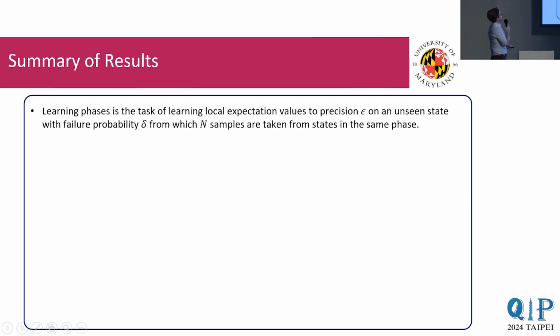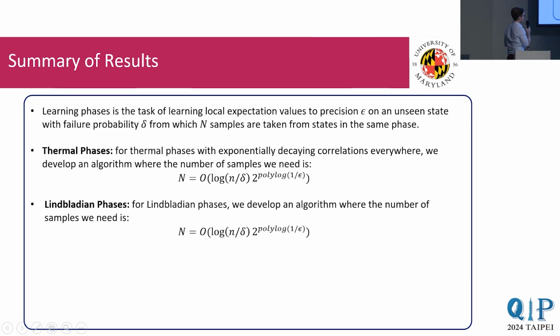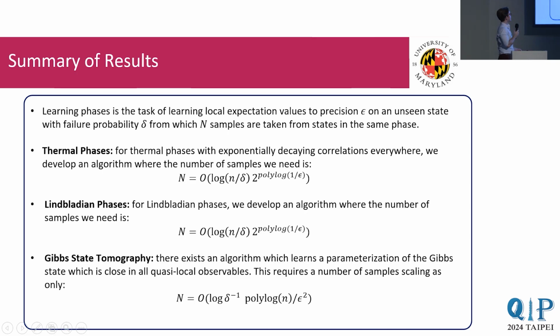Okay, so in summary, learning phases of matter is the task of learning a local expectation value to high precision and high probability while minimizing the number of samples, using samples taken from the same phase. And for the task of learning thermal phases and for Lambdadian phases, we get a number of samples that scales logarithmically in the system size and quasi-polynomially in the precision, which is better than previous results.